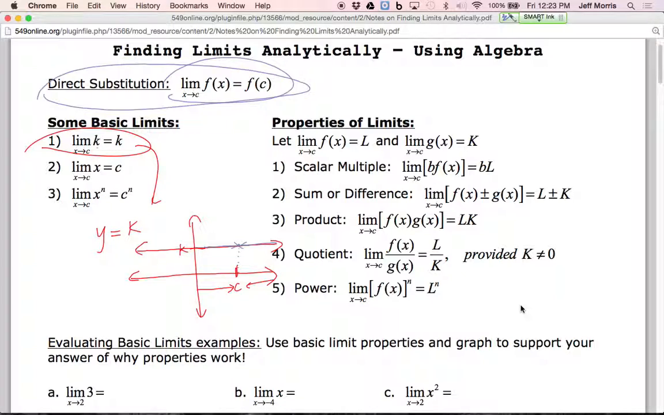Is that only if they give you f of x then? Well, we're always going to know what the function is. But whether it's defined or not, we don't know, because you said you ran into some ones where you might get 0 in the denominator. That's a whole other story. Alright, so the first one, limit of a constant is a constant.